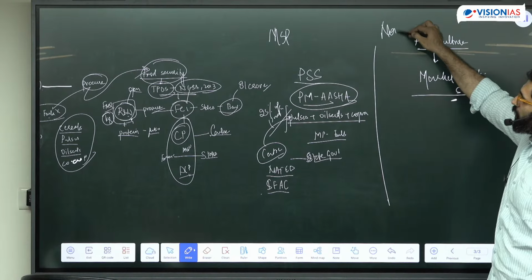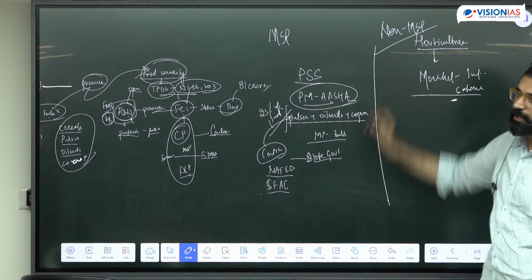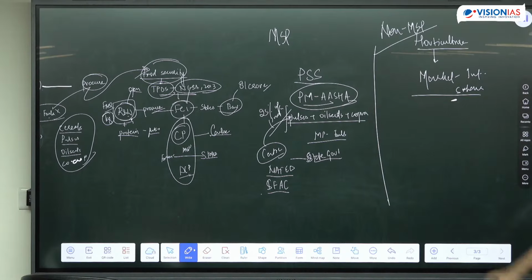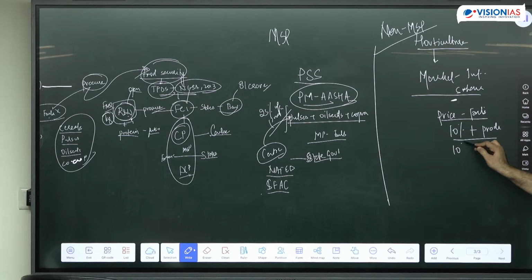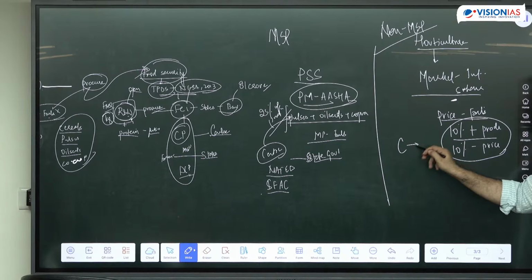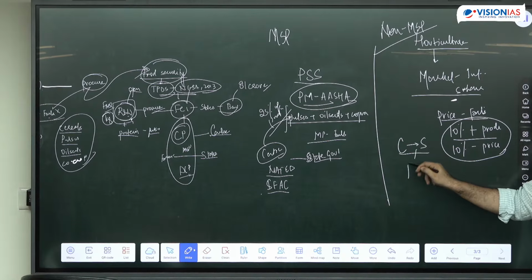This exists for non-MSP. What happens here is, the price of the crop fails. How do we know? 10% production has increased or 10% price has gone down. 2 things happening: 10% the production has increased or 10% the price has gone down. When this 10% change happens, the center will ask the state or will procure on its own. Can ask the state or can procure itself also.